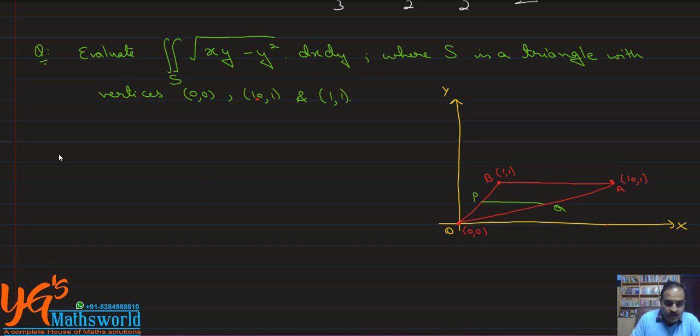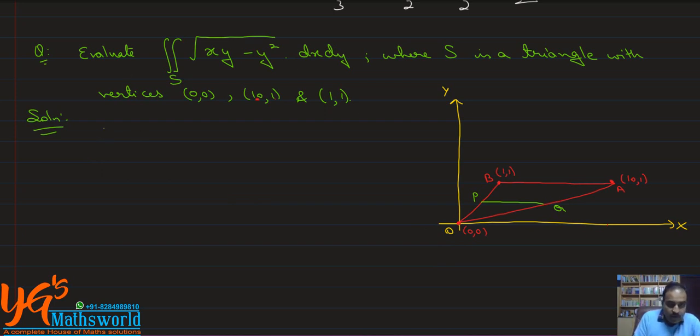First of all, here in this case we don't have any limits. That means it's our choice to take either the limit of x or the limit of y. So I'm going to take the limit of y as a constant and the limit of x as variable. First of all, we'll find the equation of lines.